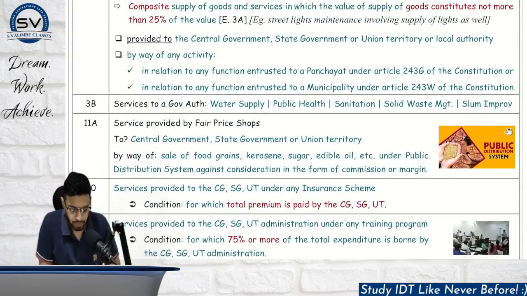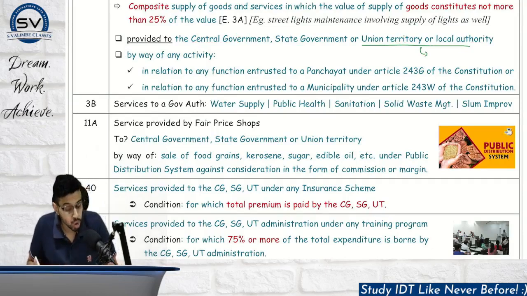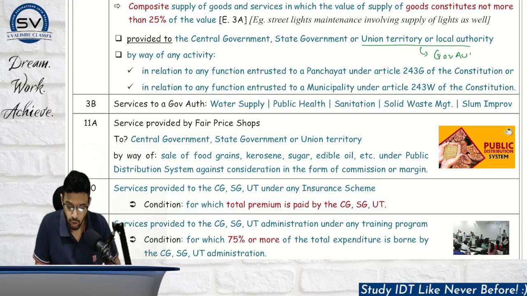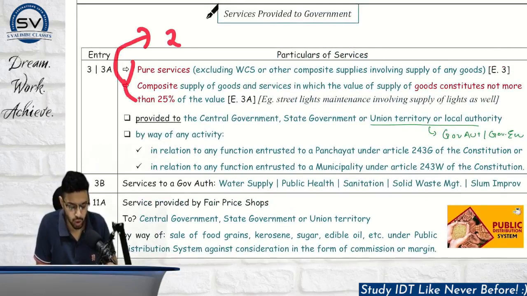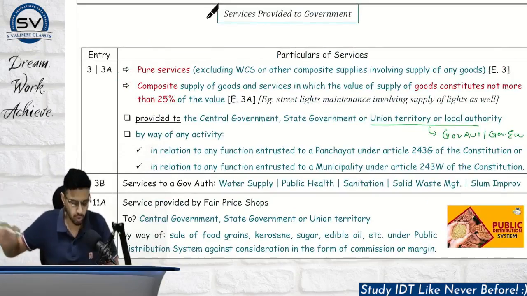Next point to be noted, you are providing these services to whom? Government means central government, state government, union territory or local authority. Point to be noted. Here we are not covering governmental authority or governmental entity. This was one of the questions in your MTP or RTP, I don't remember, but yes, it was that these services were provided to a governmental authority. Almost every student marked this as exempt under entry number 3A. No, you have to see government means central government, state government, local authority or union territory. These services are with respect to those two articles 243G, 243W of the Constitution, that is your sanitation, local maintenance, health, all those points are covered here.